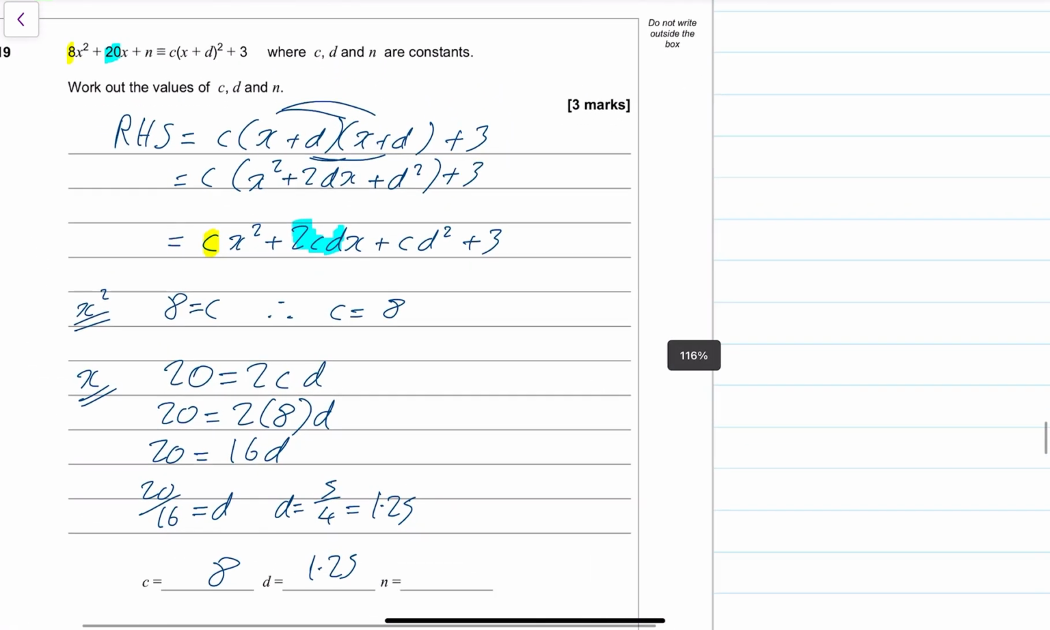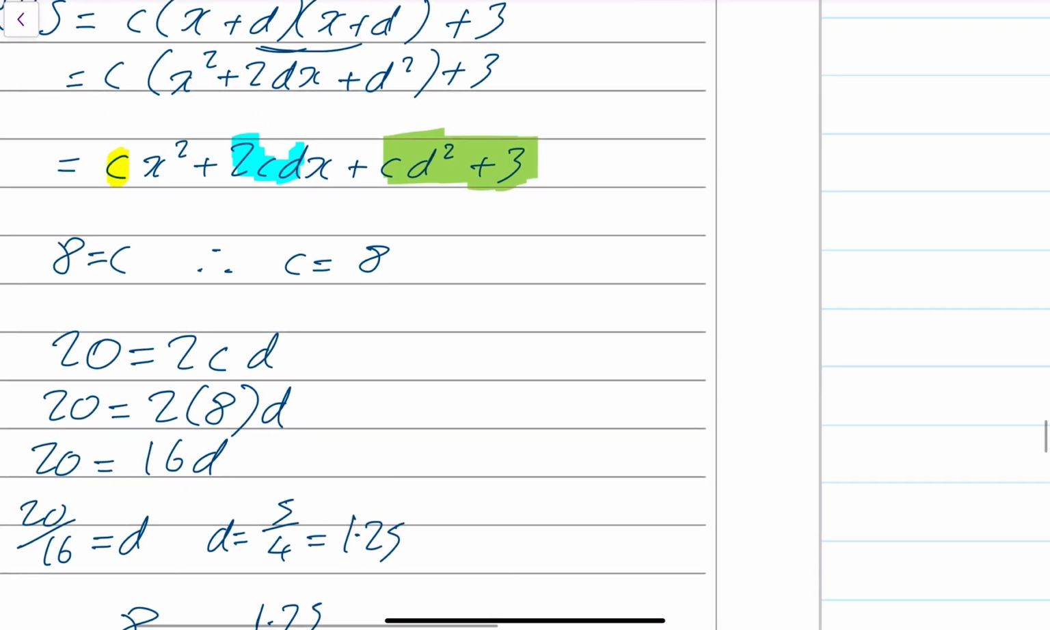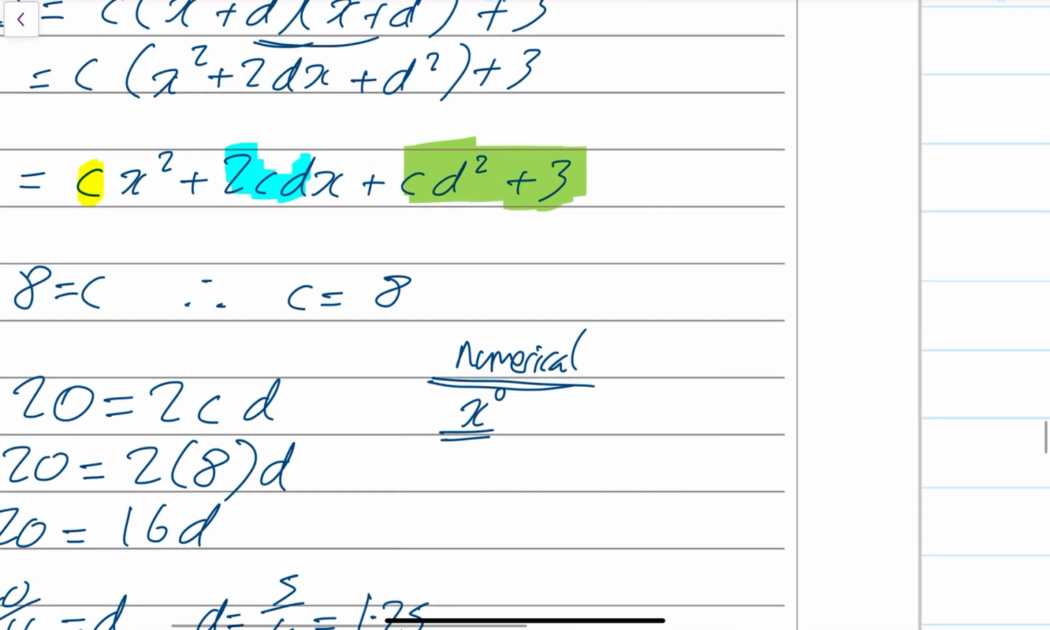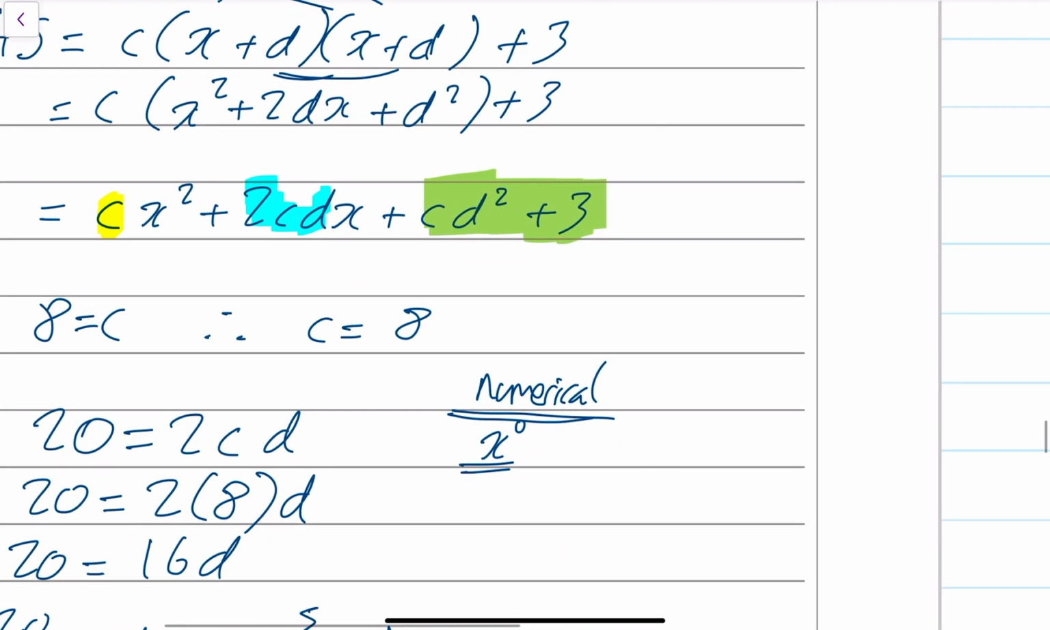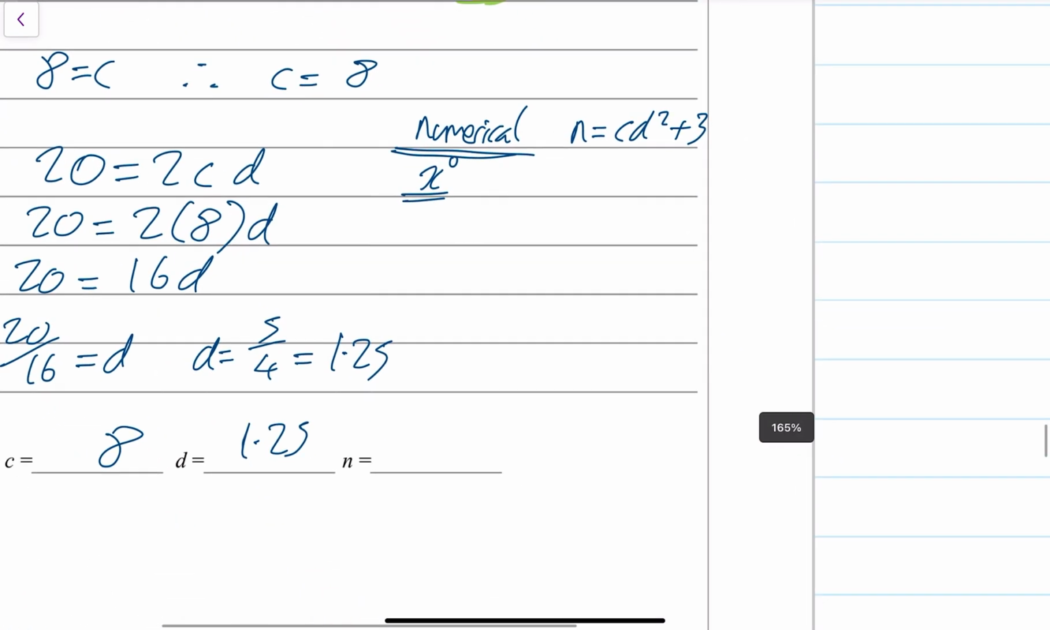Okay, just n to get. To get your n, you're going to have to look at your numerical term. So my numerical term is cd squared plus 3 equals n. So I'll just say numerical. Right, it's also the x to the 0 term. If you are happy with that, if you're not, don't worry. So n equals cd squared plus 3.